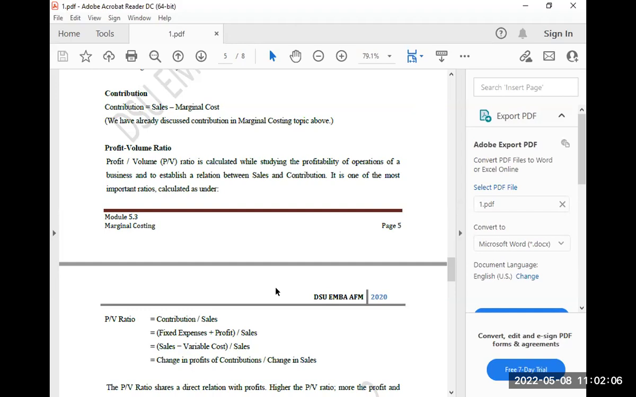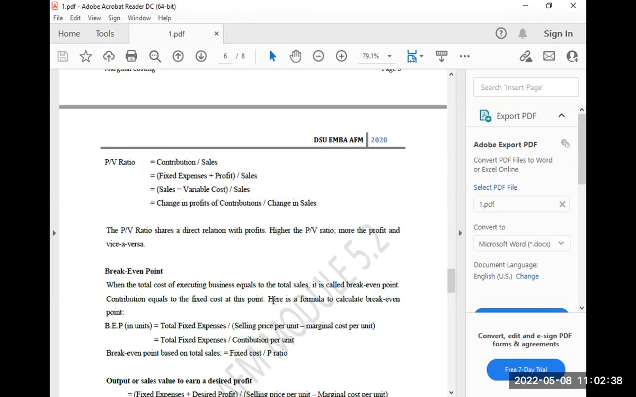What is profit volume ratio? Profit volume ratio is nothing but, look at the formula, contribution divided by sales into 100. We can call it contribution ratio as well. Profit volume ratio is nothing but contribution ratio, the contribution to sales ratio. That's why it is written here. Contribution divided by sales into 100 is called PV ratio.